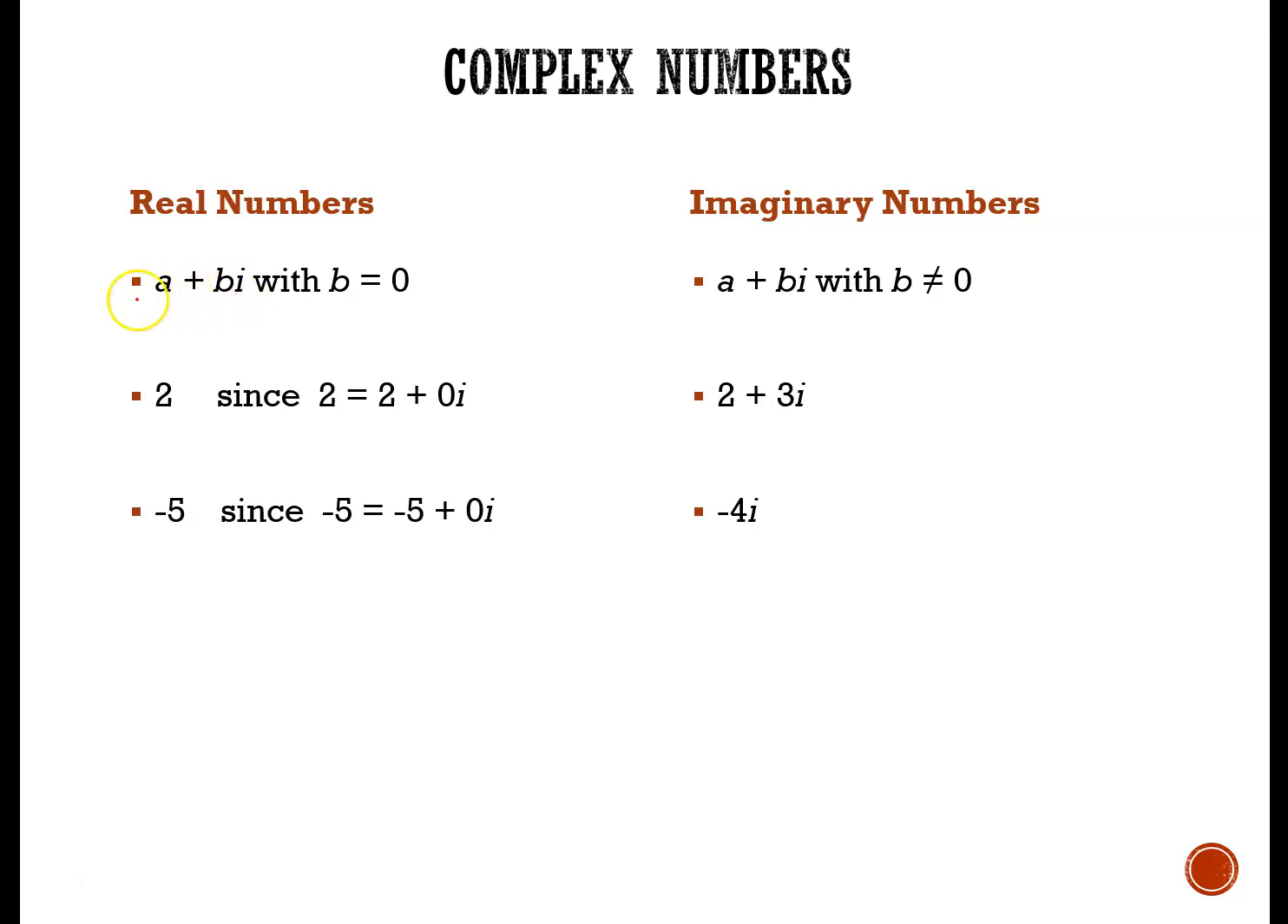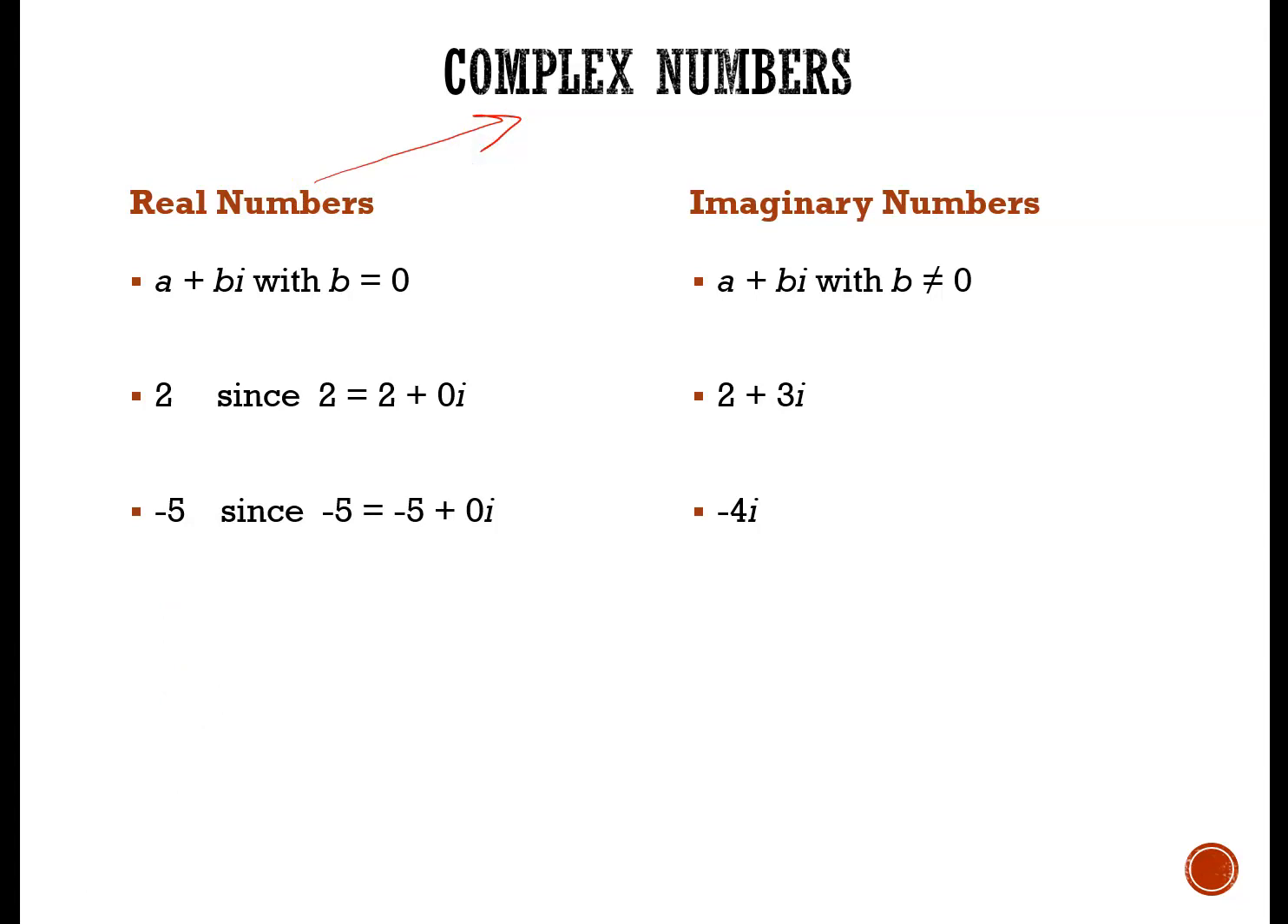And if you looked at this form, a plus bi, if you just had b as 0, then you wouldn't even see that piece. So 2 is considered a complex number because it could be written as 2 plus 0i. And so forth. So that's true about all real numbers. That's how they fit under the heading complex numbers.